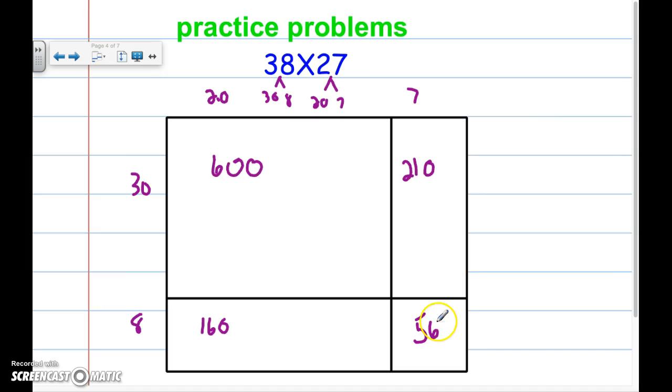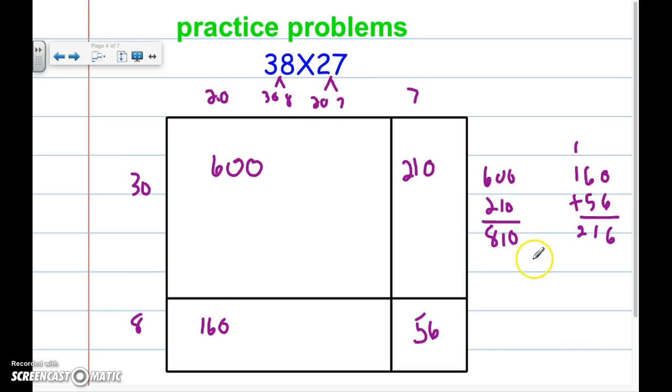Now I have to add up my boxes. So I'm going to do 600 plus 210. That's going to be 0, 1, 6, 7, 8. That's 810. I'm going to do 160 plus 56. So that's going to be 6, 11, carry the 1. That's 216. Then I'm going to take these two and add them together.